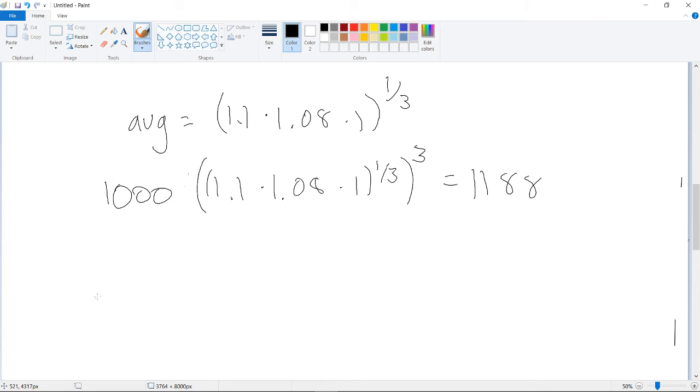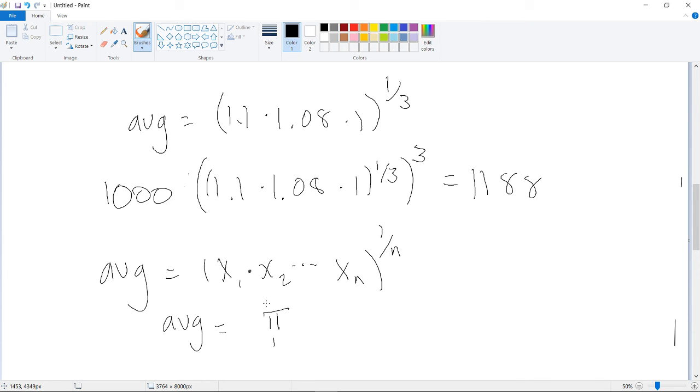So again, your average is equal to x1 times x2 times and so on up to xn, all to the 1 over n power. That's the average you want. Another way to write it would be that the average is equal to the product, from i equals 1 to n, of x sub i, all to the 1 over n power. And that's your final answer. This is how you use the geometric mean for evaluating stocks.